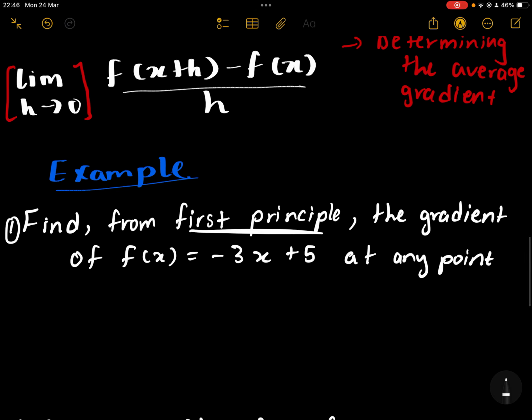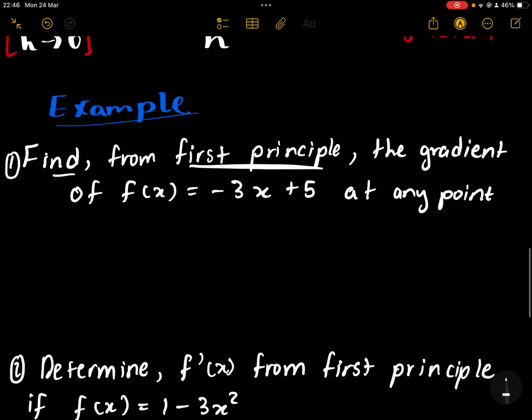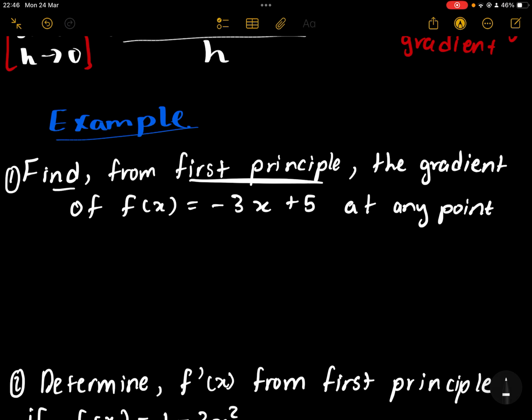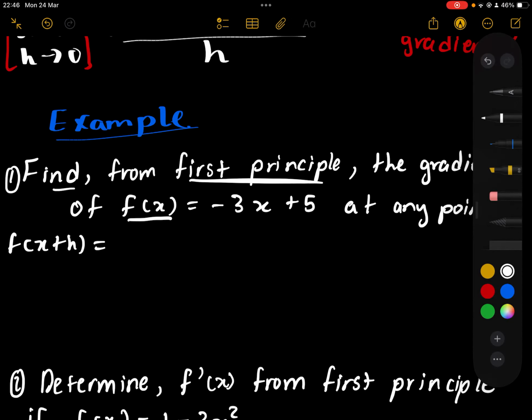The first principle. They say find from the first principle the gradient of f at x equals negative 3x plus 5 at any point. Now listen very carefully. How do you do it? I'm sure you noticed that we have the f(x), but the one thing that we do not have is f(x plus h). So how are you going to do it? Now let me write the answers with a different color.